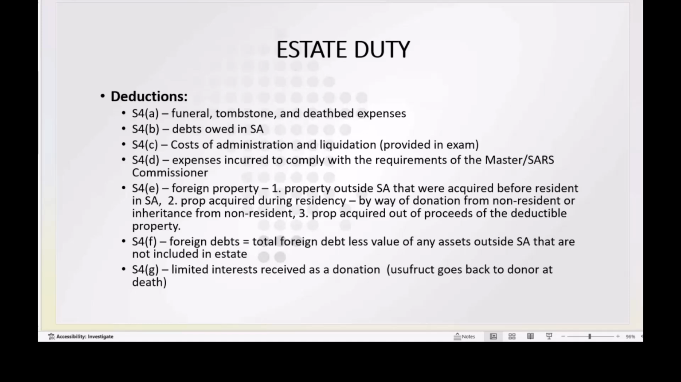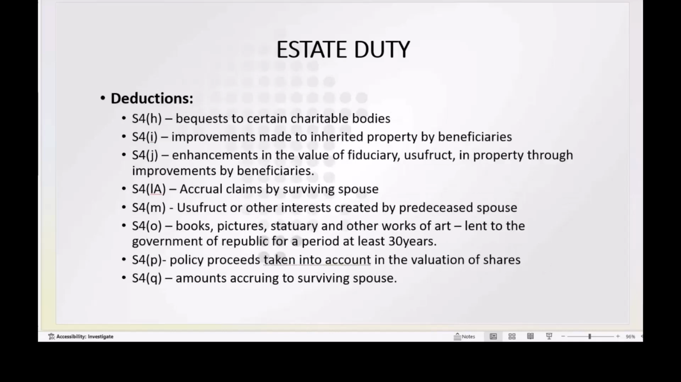Foreign debts, this will be your foreign debt less the value of any assets outside of SA that are not included in the estate, then whatever is left over, you can still set off against your foreign assets that are included in your estate. Then Section 4(g) tells you that any limited interests received as a donation. So for instance, if you get a usufruct that was donated to you, and then at the time of your death it reverts back to the donor, then that would also be deducted from your estate.